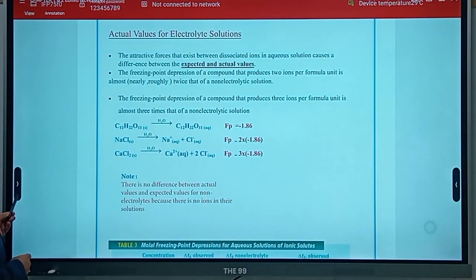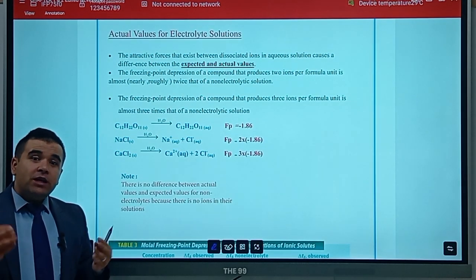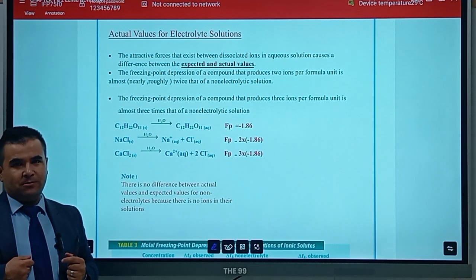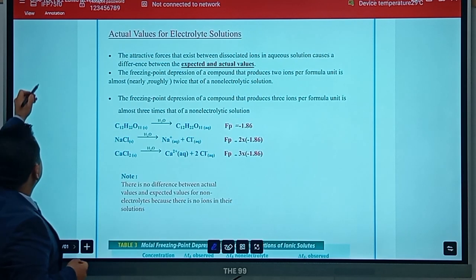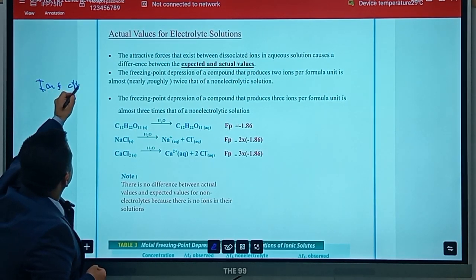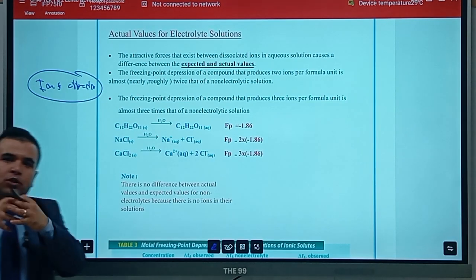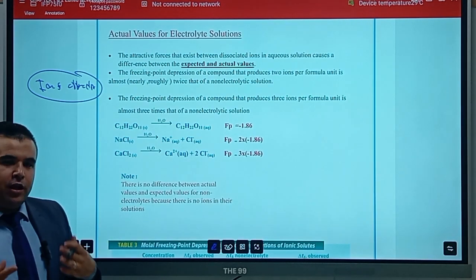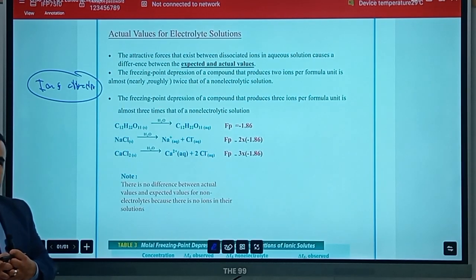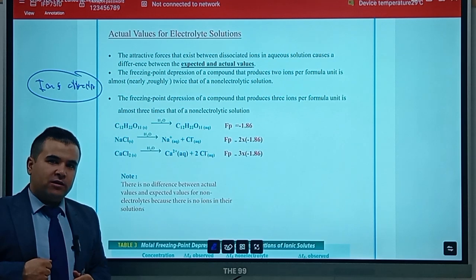What will be the reason behind having different values for the actual and expected? The reason is the ion attraction. Attraction between the ions. We'll be talking about this in detail. But the attraction between the ions in the electrolyte solutions is the reason behind having different values between actual and expected.